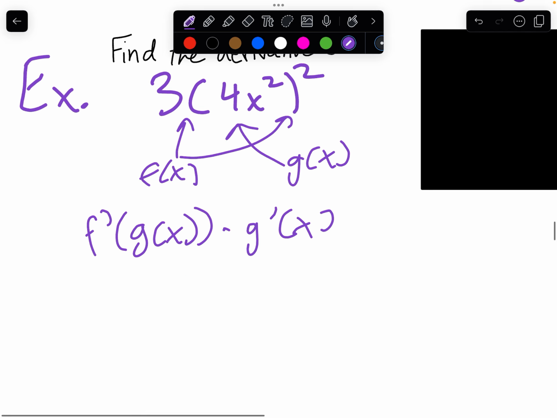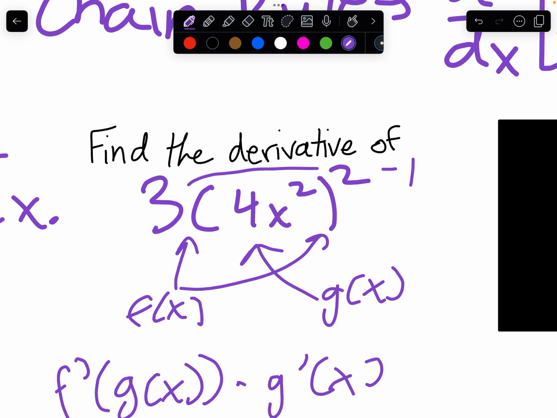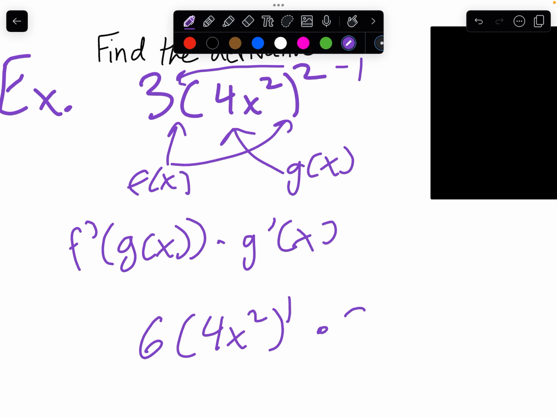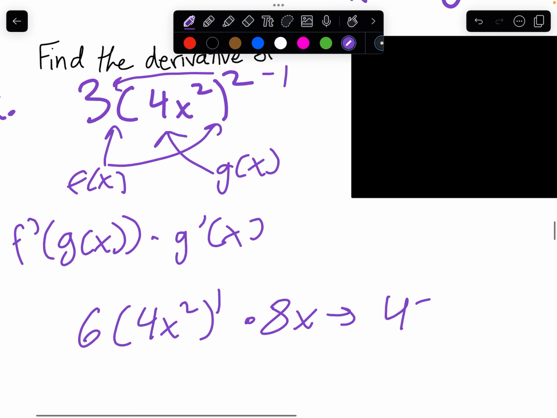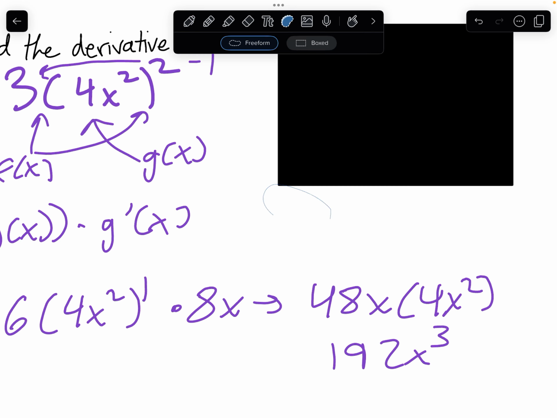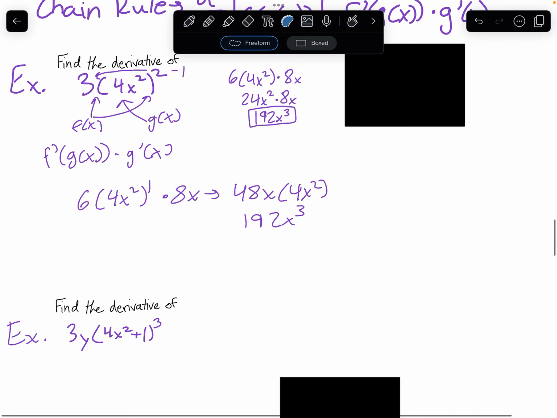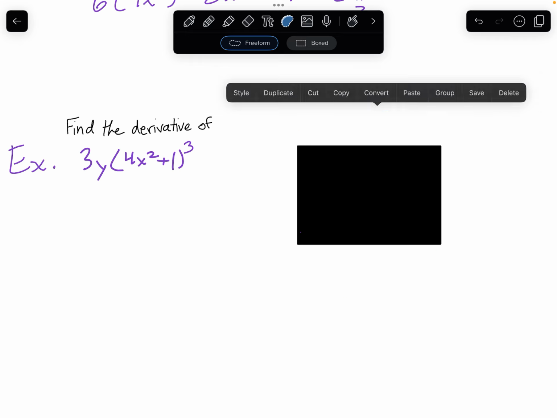So let's do that. 6 times 4x squared to the first, because we're only doing the outside, so you subtract 1 from here and you move the 2 down here, times the derivative of what's inside, 8x. So when that simplifies out, you get 48x and 4x squared, which becomes 192x cubed. When you look at that, you get 192x cubed. I did these slightly different, but same answer, doesn't matter. I'm going to let you do this one really quickly, and then I will show you the answer to explain.